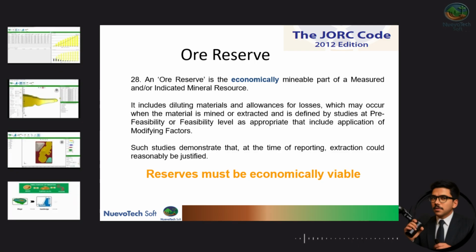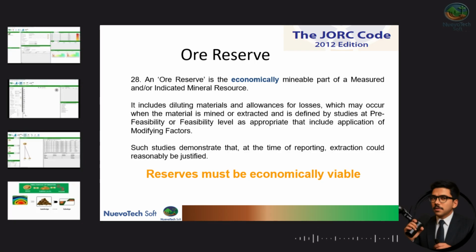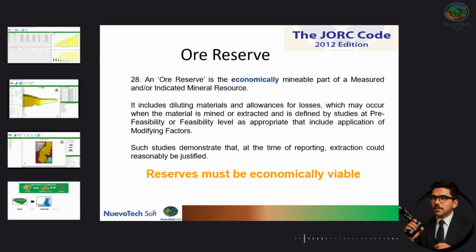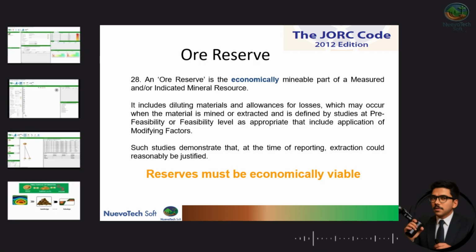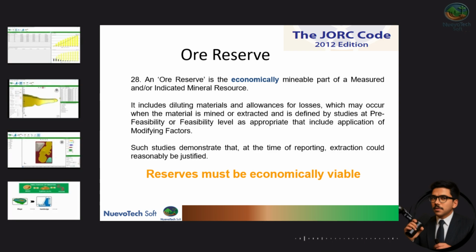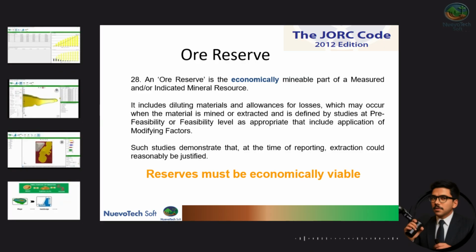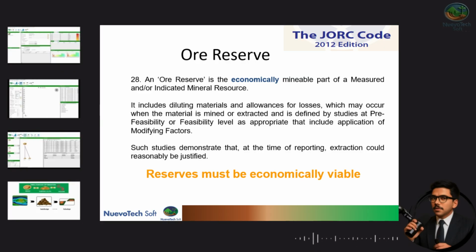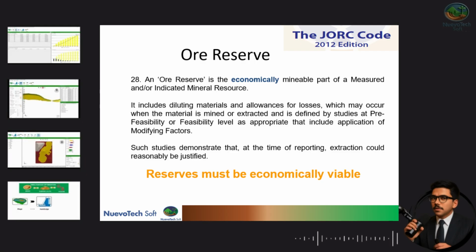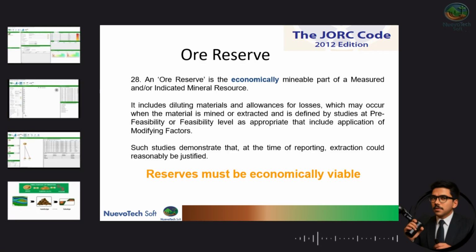For example, a 2 million ton gold deposit at 2 grams per ton might yield 1.6 million tons at 2.1 grams per ton ore reserve after optimization, dilution, and recovery. This part is reported as the reserve, while the rest stays as resource. In short, reserves are economically mineable parts of a resource, backed by realistic engineering and economic analysis.